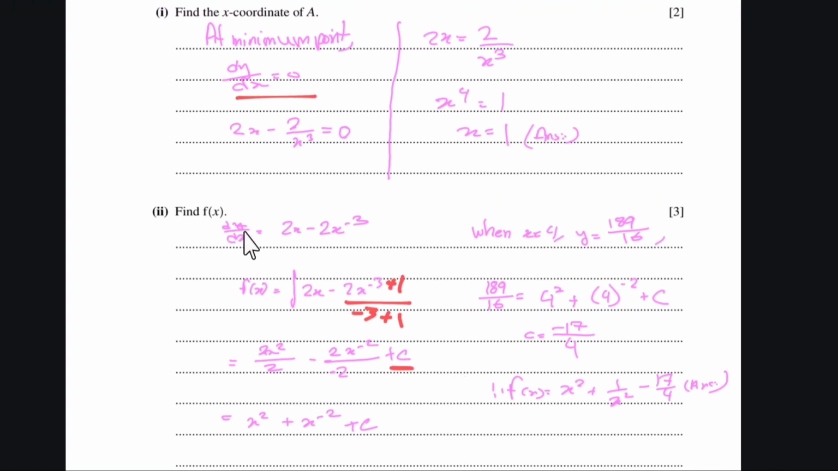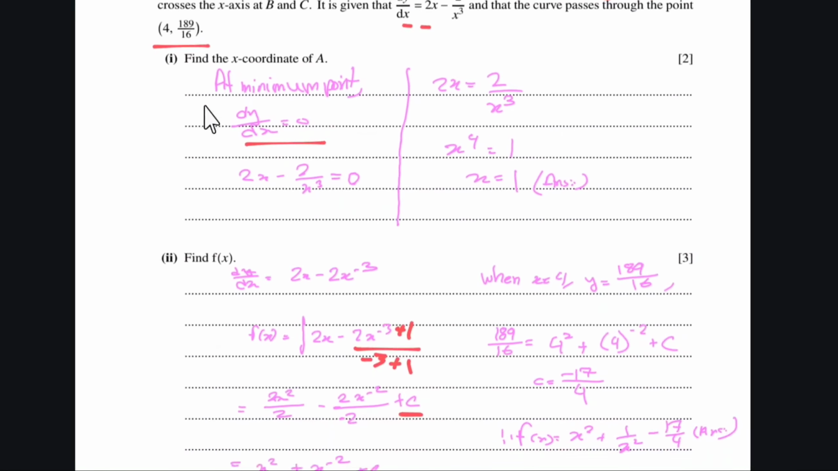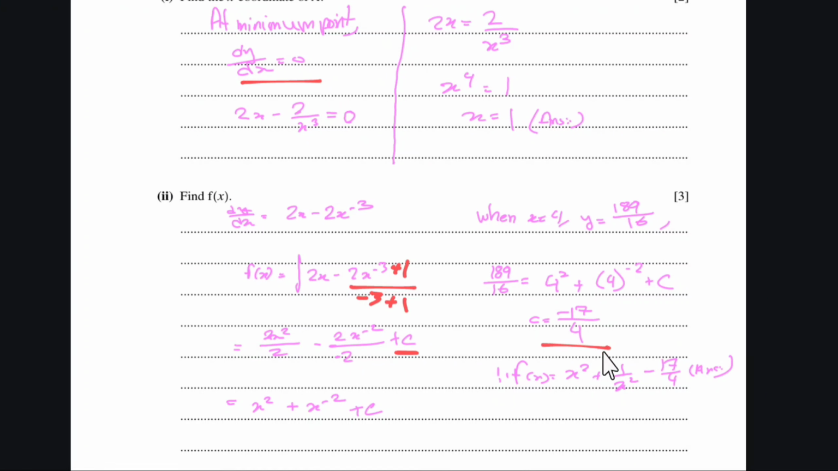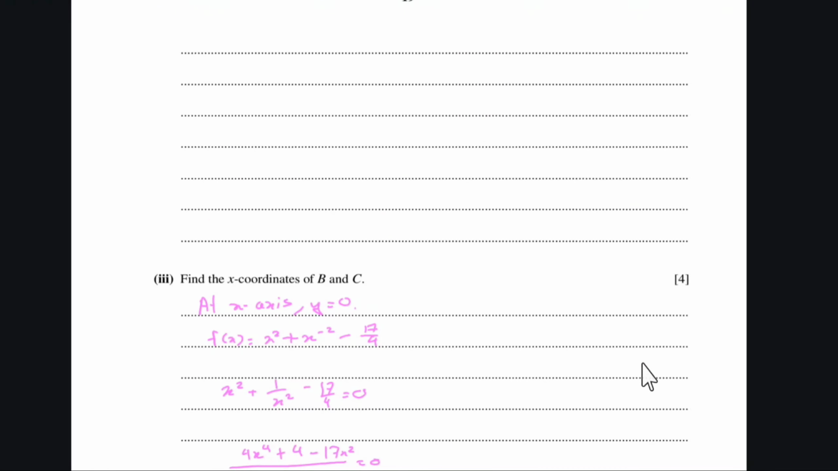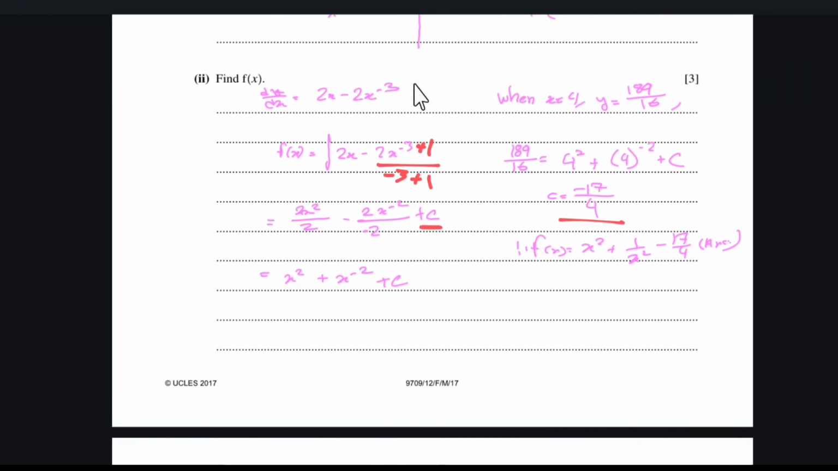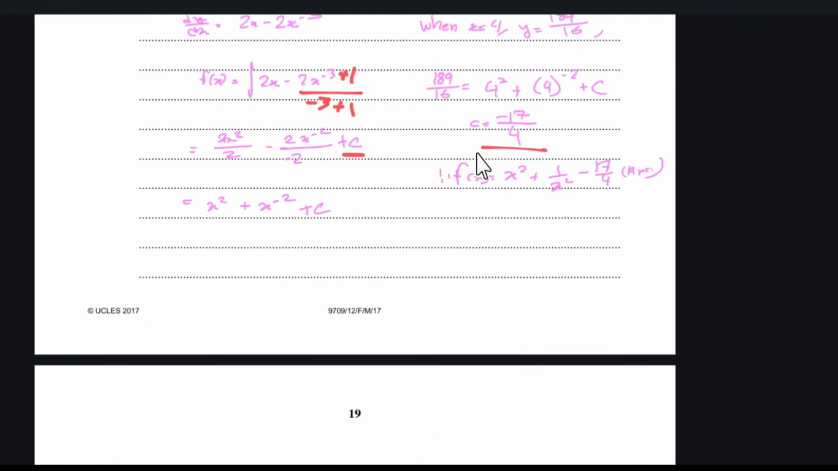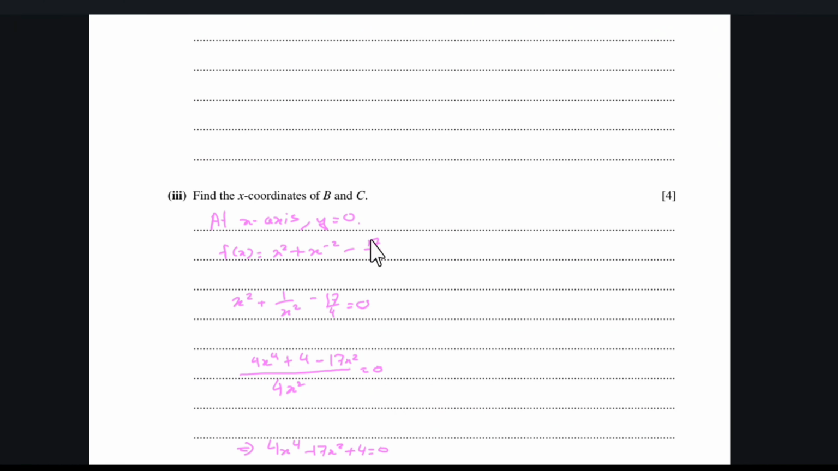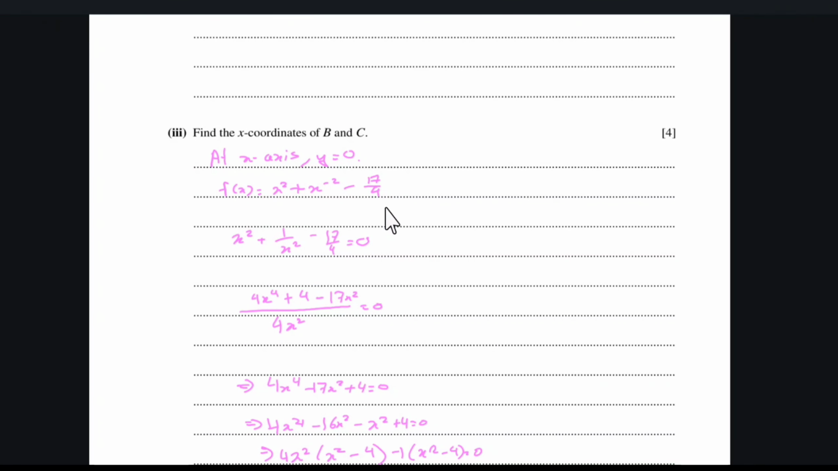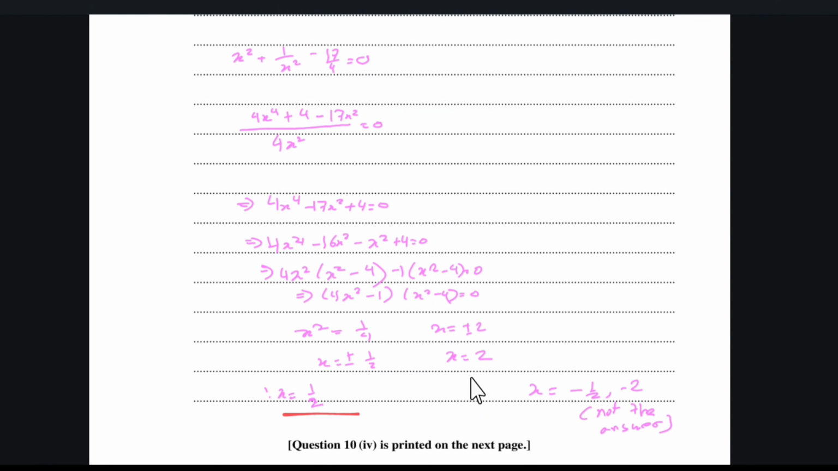Then we need to find the expression for f of x. So we know any of the coordinates, that is the value of x and y. After substituting, we get a value of c. Then substituting the value of c in this expression to find an expression for f of x. We need to find the x coordinates of B and C. So these two points B and C lie on the x-axis, and at the x-axis y is 0. So we equate y to 0, that is f of x is equal to 0. Then solving, we get the coordinates of B and C, that is 1 by 2 and 2.